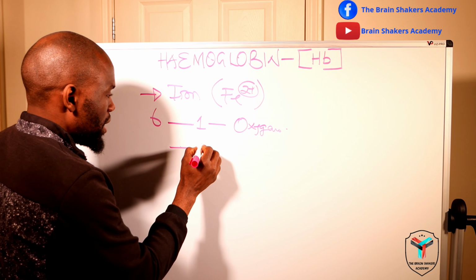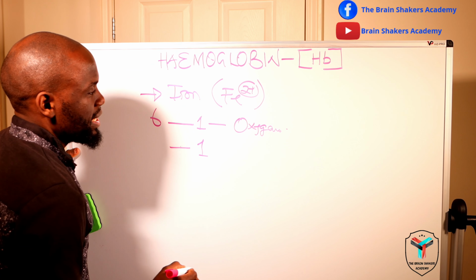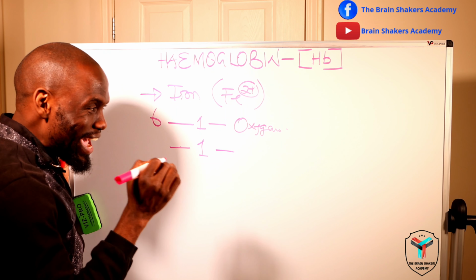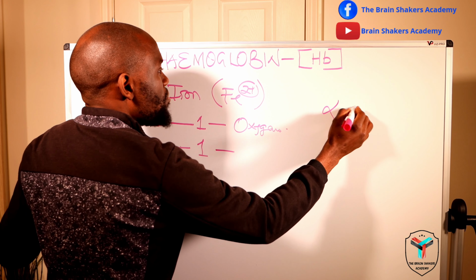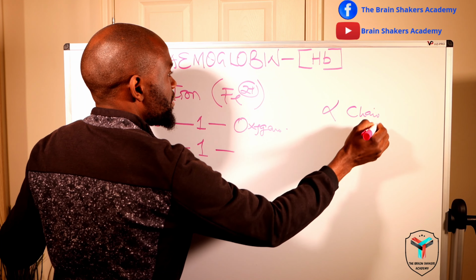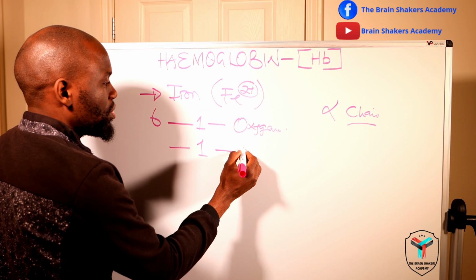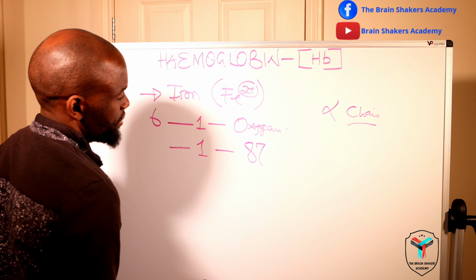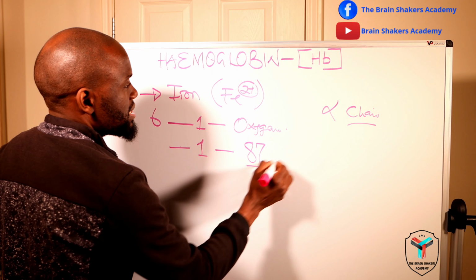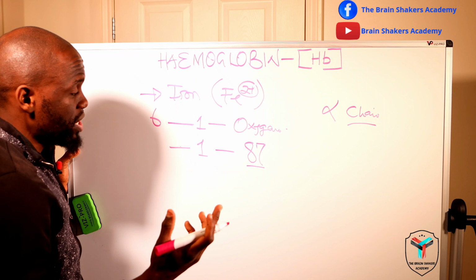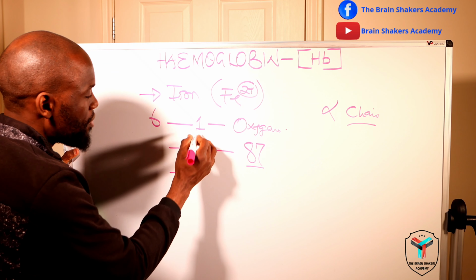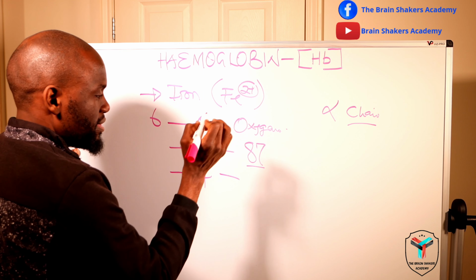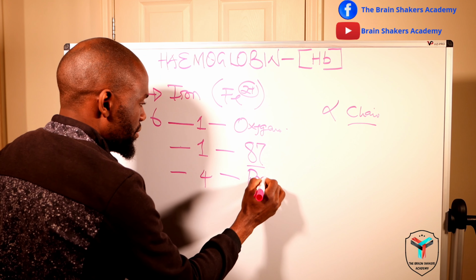Okay? One other component is going to bind to an area on the alpha globin chain that we call position 87. So it is position 87 of the alpha globin chain itself, and then 4 of these bonds will be on the protoporphyrin ring.